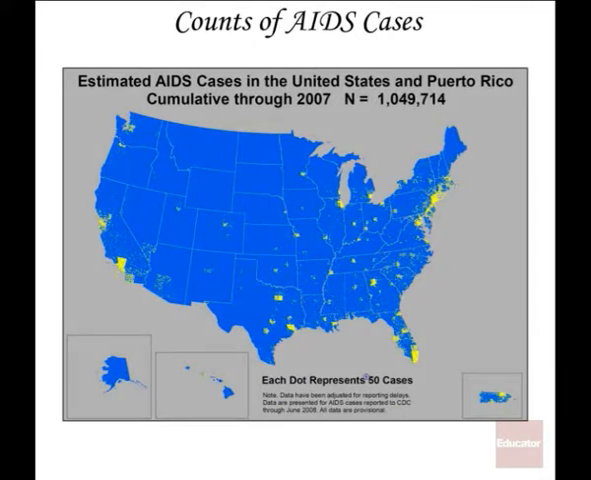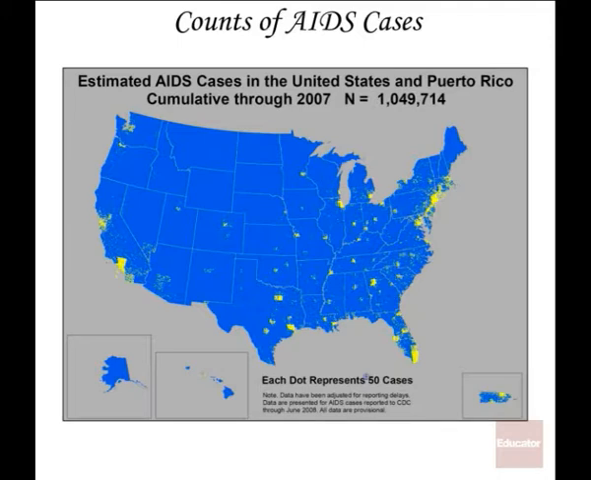Now, here's another example. Here are the counts of AIDS cases, cumulative through 2007. You can see that the AIDS cases are clustering in populous cities: Seattle, San Francisco, Los Angeles, Miami, New York, Chicago, Houston, and Dallas. And so there are two things to think about when you see the distribution of a disease like this.